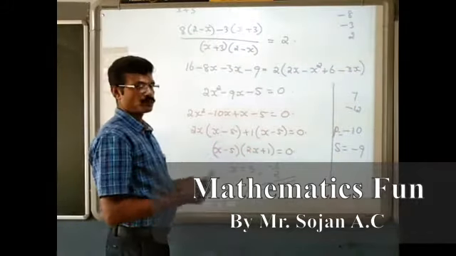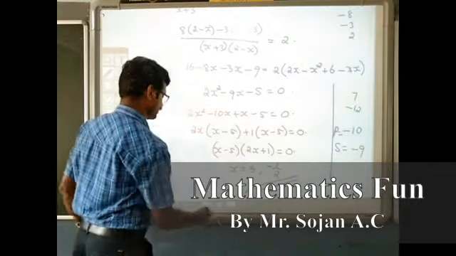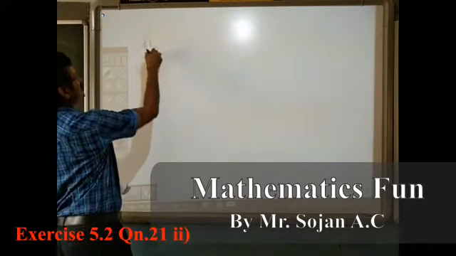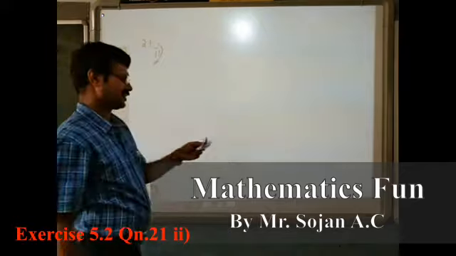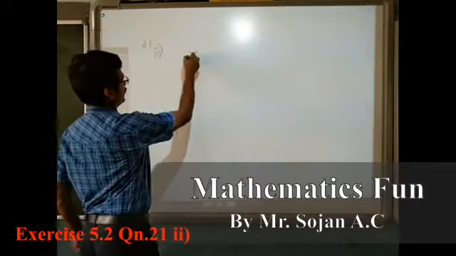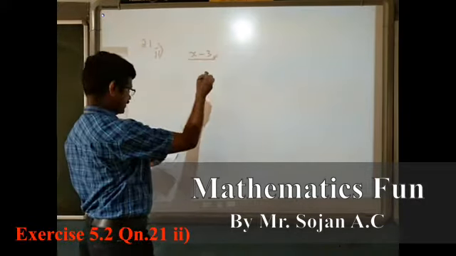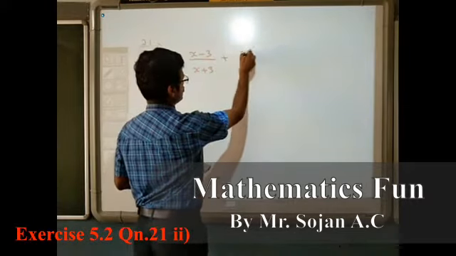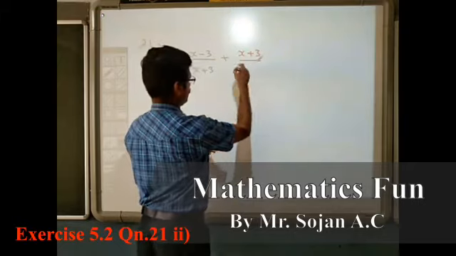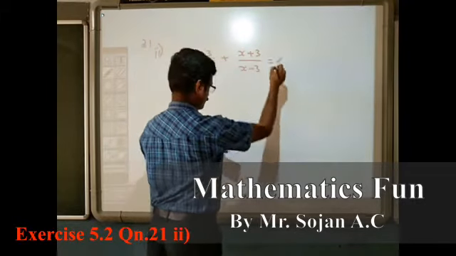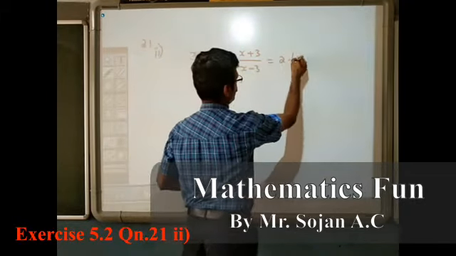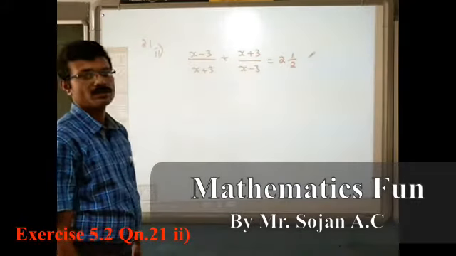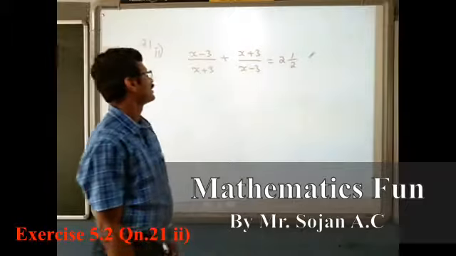Now we will go to question number 21, second part. Question is x minus 3 divided by x plus 3 plus x plus 3 divided by x minus 3 is equal to 2.5. This one also we have to simplify first of all.